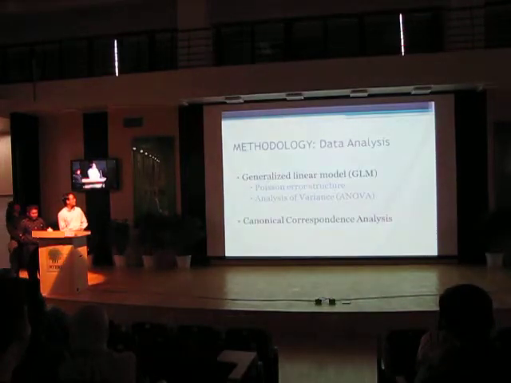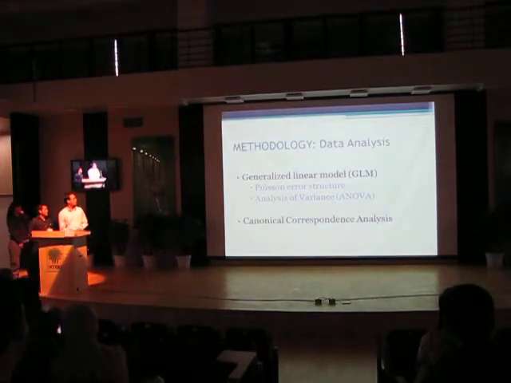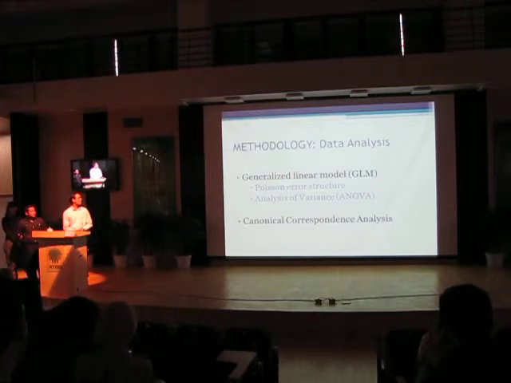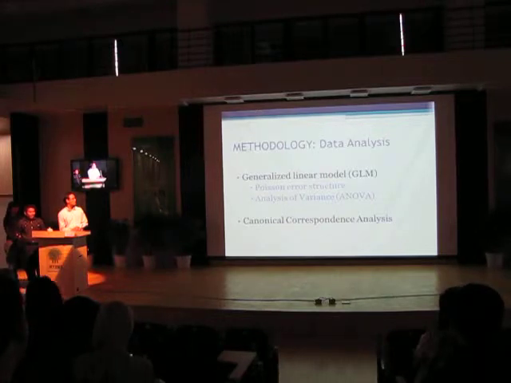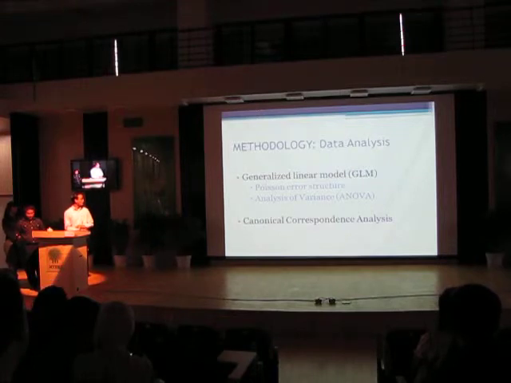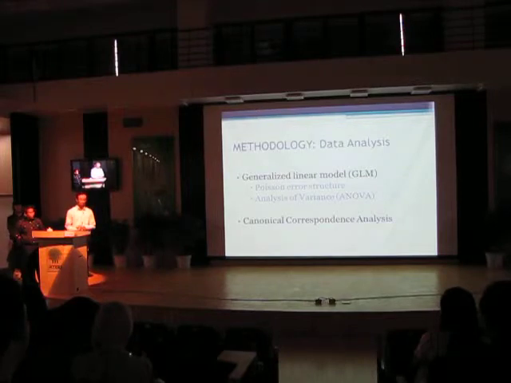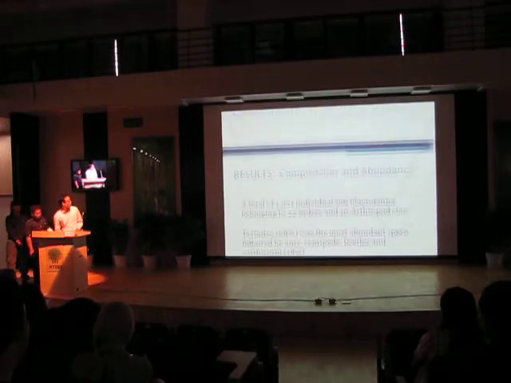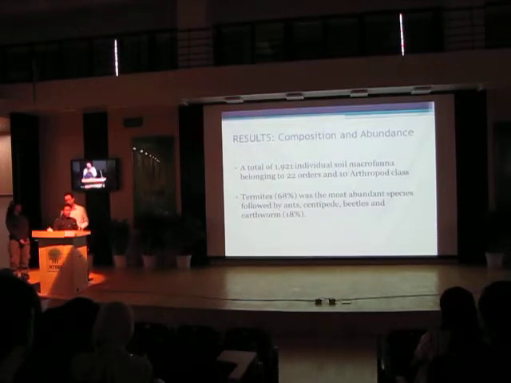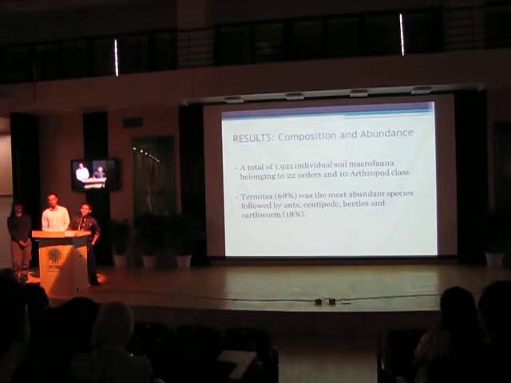For the data analysis, we used GLM to see the significance of the factors affecting the soil macrofauna, like different types of canopy and soil layer. And we also used CCA to see the significance of the environmental factors on the species abundance. Yeah, and for the next slide, our group mate Bonnie will continue.